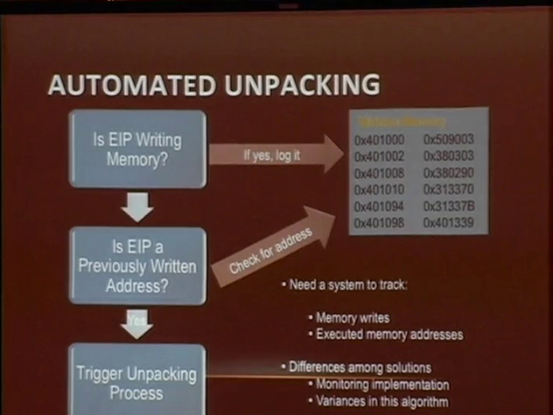And then the very next step is to check whether EIP is executing inside of a previously written address. If it is, then it's going to dump the process. And this is basically the entirety of how a lot of the automated systems work. So you need a system that actually tracks memory writes and executions. And once you've got that, you've pretty much got a system to do this. A lot of the differences among the solutions that are out there are basically differences in how you monitor.